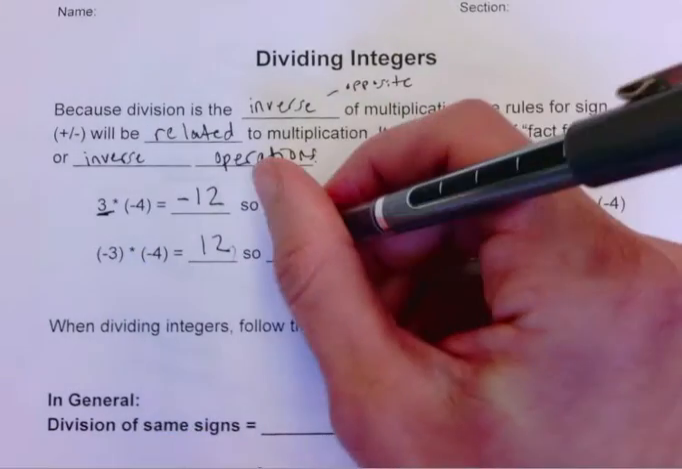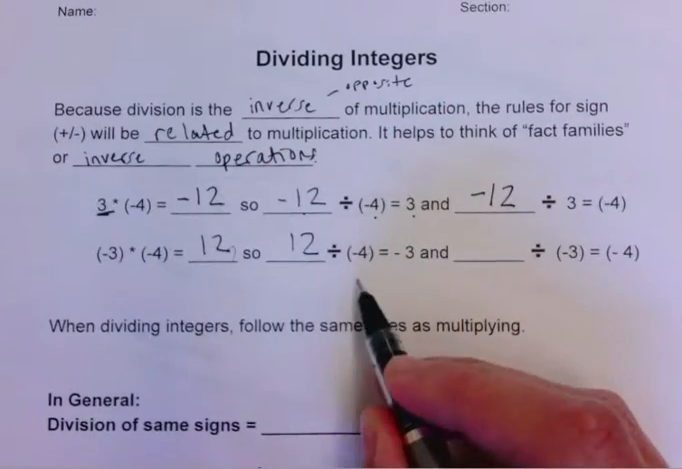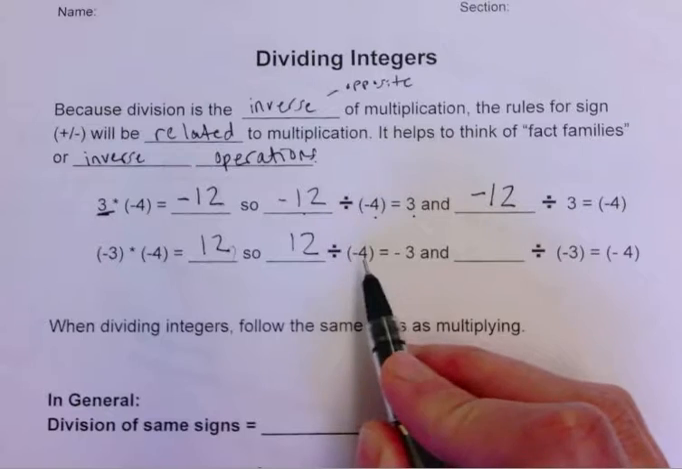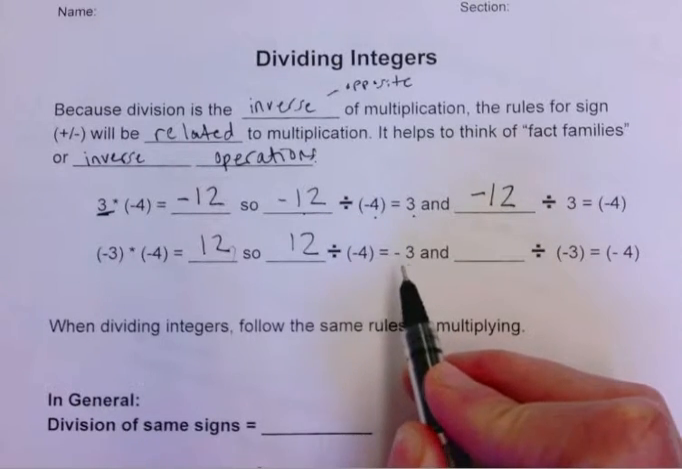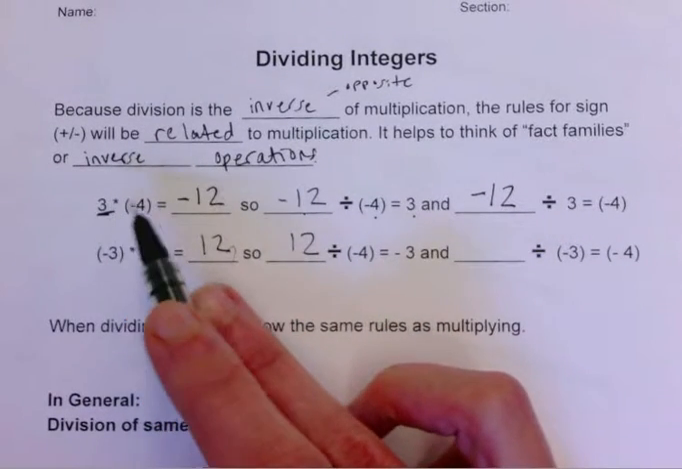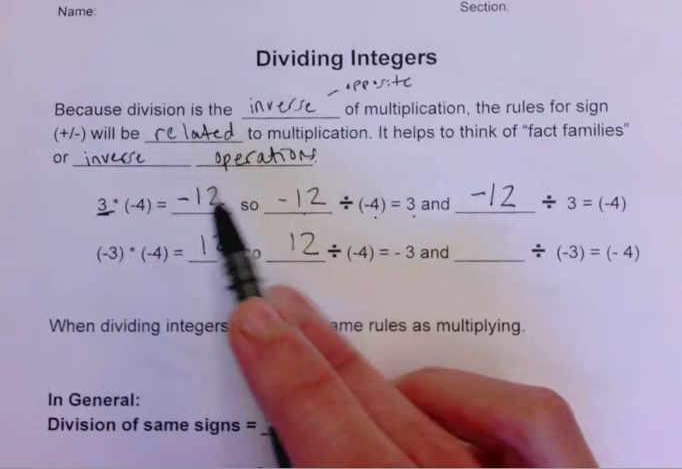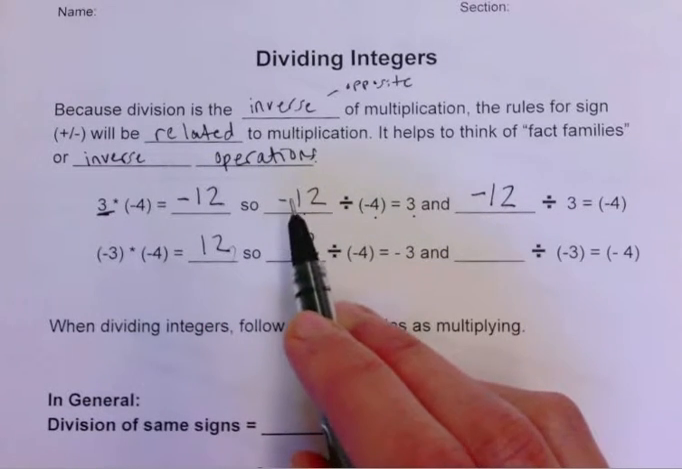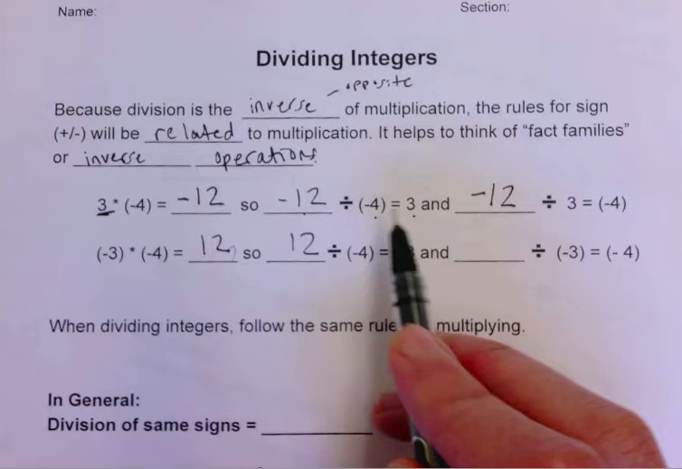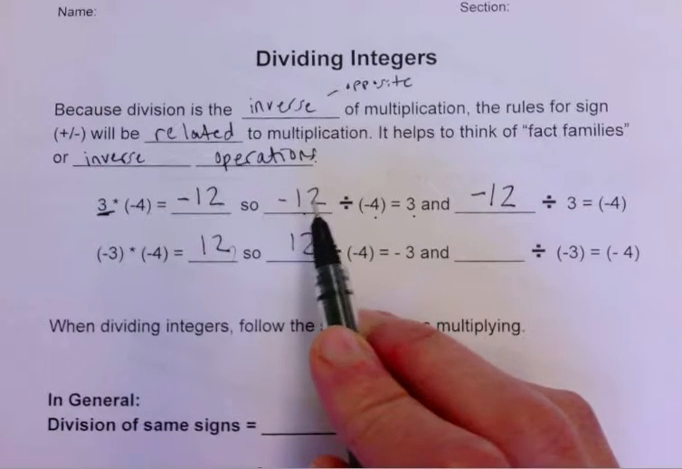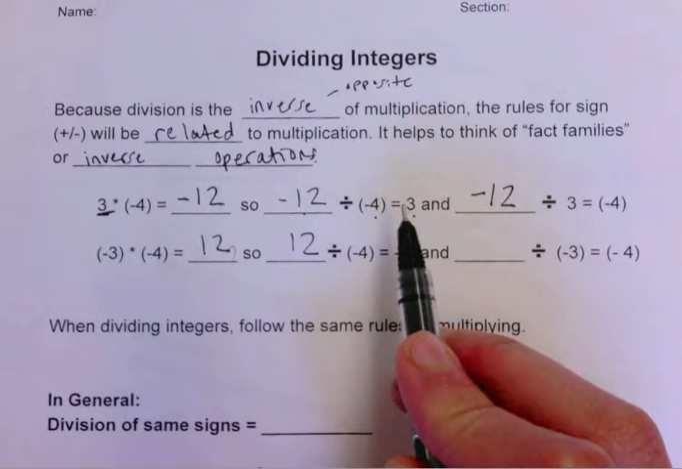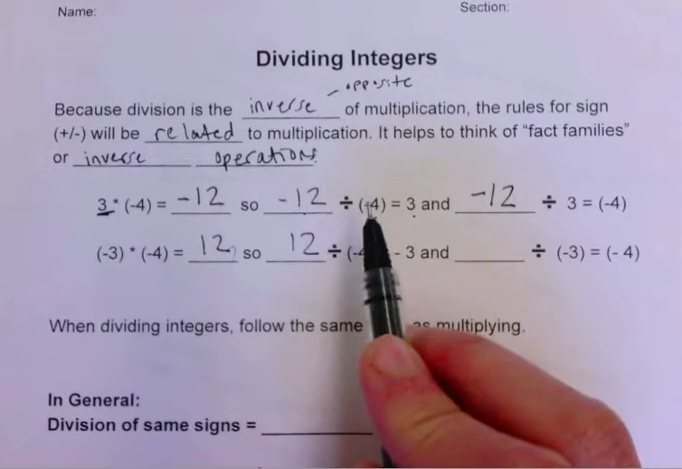So positive 12 divided by a negative 4, positive divided by a negative equals a negative, which is kind of like our multiplication. A positive times a negative equals a negative. And up here we see a negative divided by a negative equals a positive, kind of like a negative times a negative equals a positive. So you can see the same rules are sort of applying here.